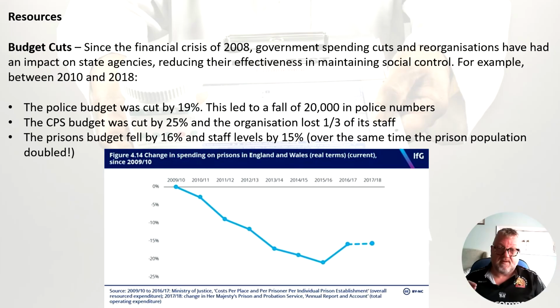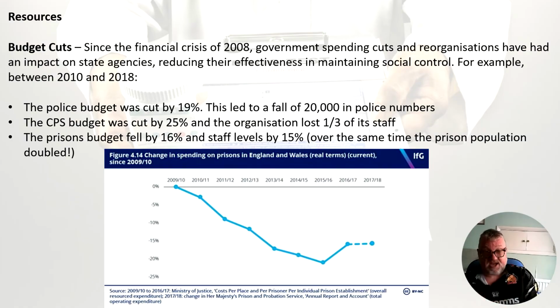At the same time, they cut the prison budget by 16% and staff levels by 15%, and over the same time the prison population doubled. So you have double the amount of prisoners and 15% less staff and 16% less money for double the amount of people. And that is why there's been less education in prison, less schooling in prison, less work being done in prison, and prisoners are spending more time in their cells. So they're banged up for 23 hours a day.